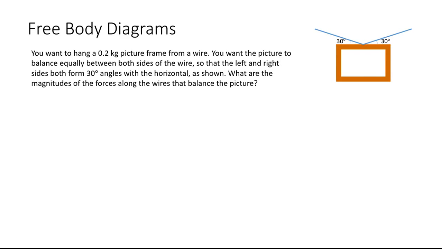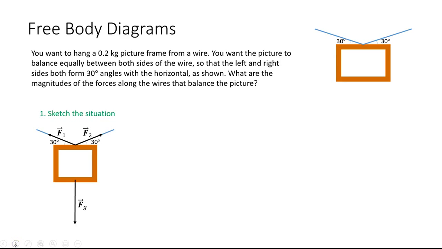All right, let's go ahead and do a practice problem with free body diagrams and problem solving using Newton's second law. So here we want to hang a 0.2 kilogram picture frame using a wire, and you want the frame to balance equally between both sides of the wire so that the left and right sides of the wire both form 30-degree angles with the top of the frame. So here's our rough sketch of this situation up in the top right corner. Okay, and then we want to know what are the magnitudes of the forces along the wires that balance the picture.